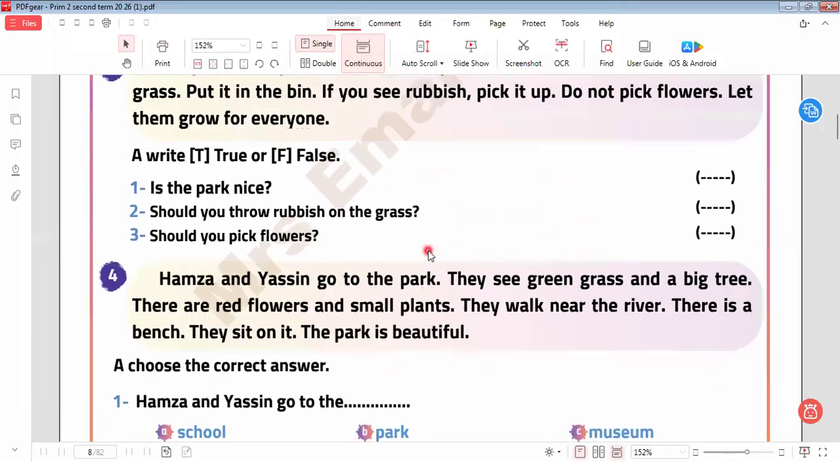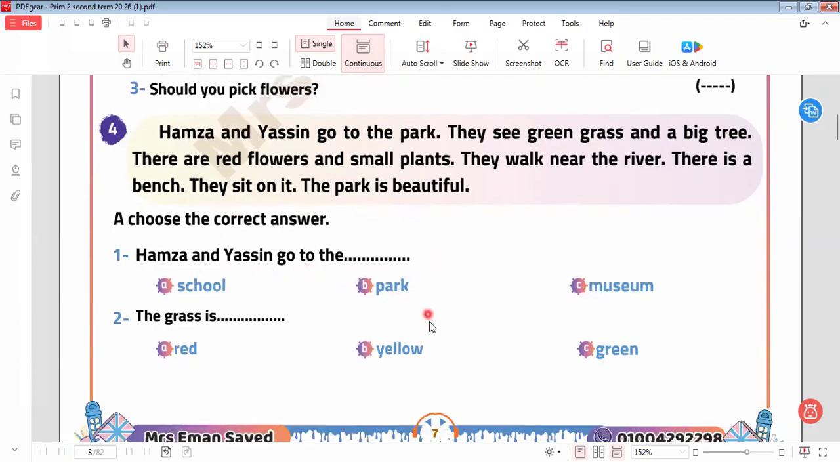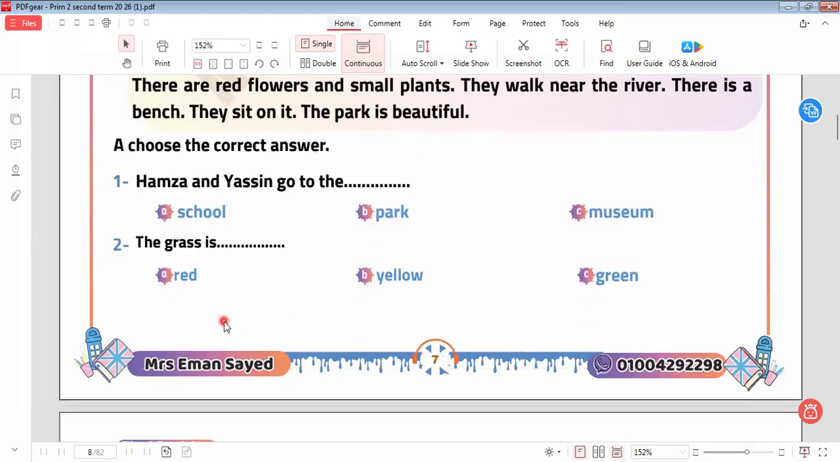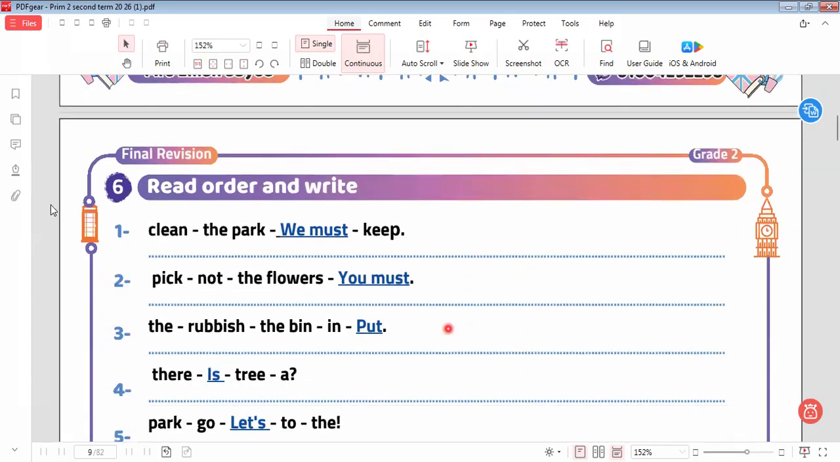Here we have a comprehension. I answer one of them, and I will leave the rest for you to do by yourself. Hamza and Yasin go to the park. They see green grass and a big tree. There are red flowers and small plants. They walk near the river. There is a bench. They sit on it. The park is beautiful. Where do Hamza and Yasin go? They go to the park. The grass is, without thinking, all of us know that grass is green. So let's go to another one.